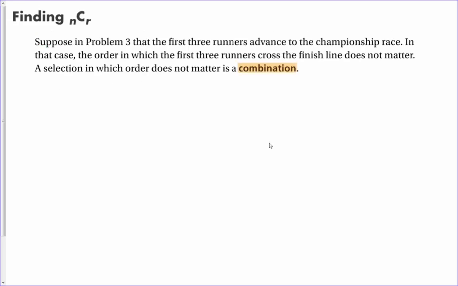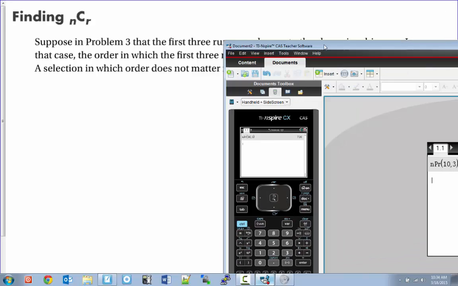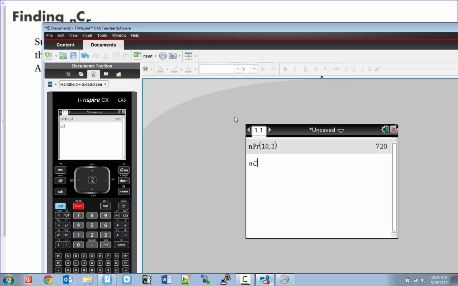All right. Now, combinations. Remember, with combinations, order does not matter. So let's take that same problem. It says, suppose in problem 3 that the first 3 runners advance to the championship race. In that case, the order in which the first 3 runners cross the finish line does not matter because all 3 of them are going. So it doesn't matter. A selection in which order does not matter is a combination. So with a combination, order doesn't matter.